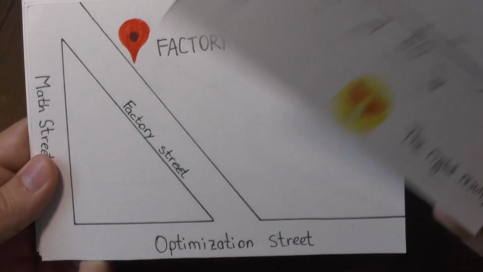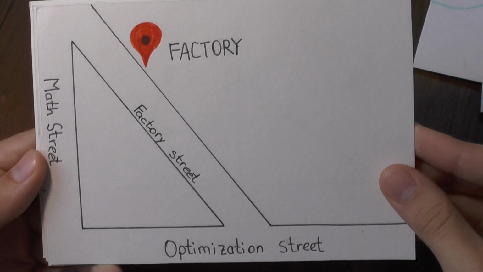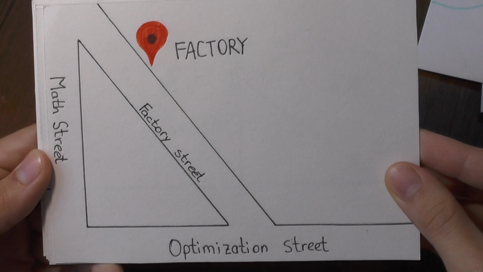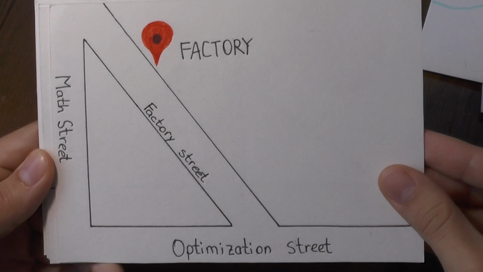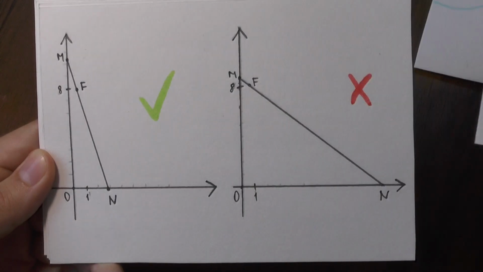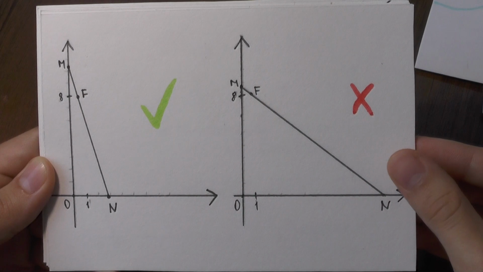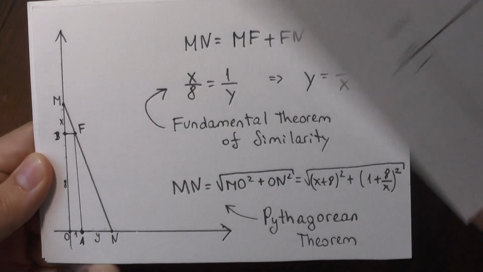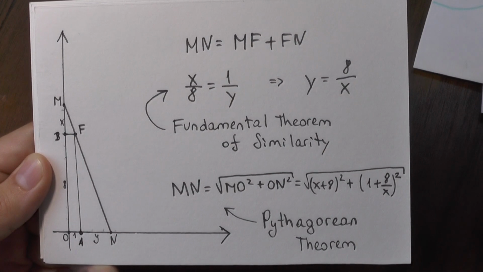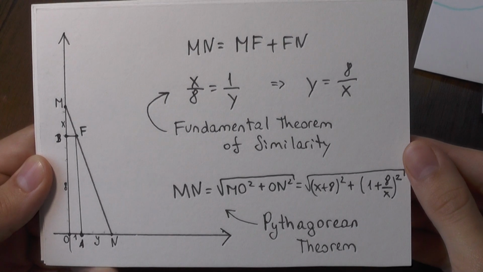Here is another problem. There is a new factory in town and the road has to be built to connect the factory with the main streets. This act is really expensive, so the length of the new road should be minimum. The distances between the streets and factory are 1 and 8 miles. The MN segment should be minimum, thus the other variables should have a minimum value too.